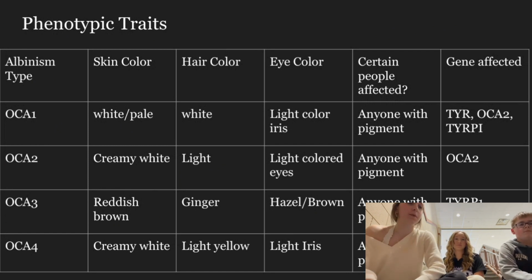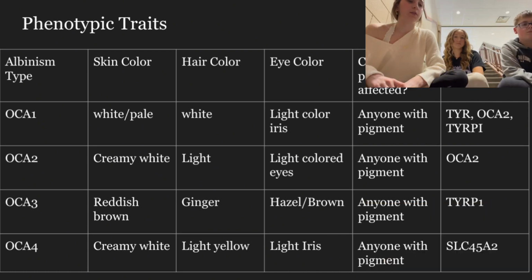Okay, so for the first type of albinism, which is OCA1, the skin color that these individuals would have is white or pale, and the hair color would also be white. The eye color would be a light colored iris, and anybody with pigment can be affected. The genes affected in this type would be TYR, OCA2, and TYRP1. For the second type of albinism, OCA2, individuals would have creamy white skin, very light hair, and light colored eyes. Again, it affects anybody with pigment, and the gene affected is OCA2.